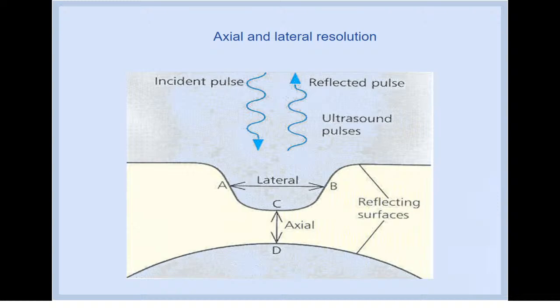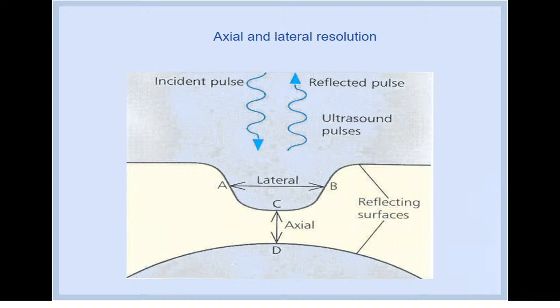It depends on pulse duration. The shorter the pulse, the better the axial resolution. Heavy damping in the transducer leads to short pulse duration of less than 1 microsecond. This results in axial resolutions between 0.1 and 1 millimeter. If two surfaces are closer together than this, they will be seen as a single surface.